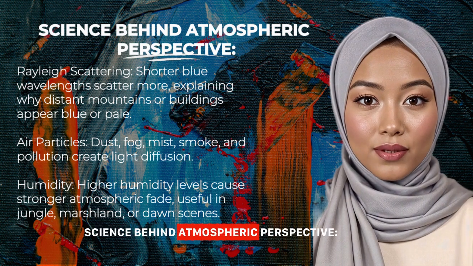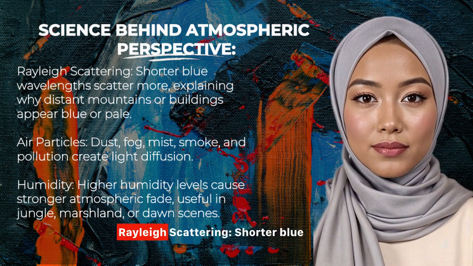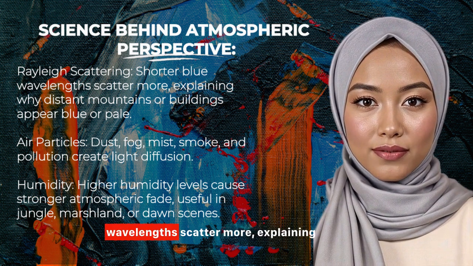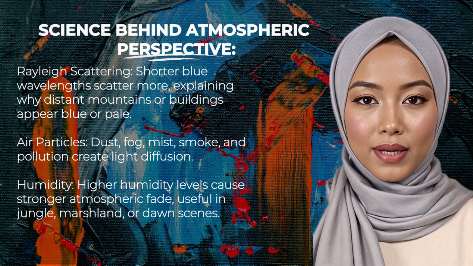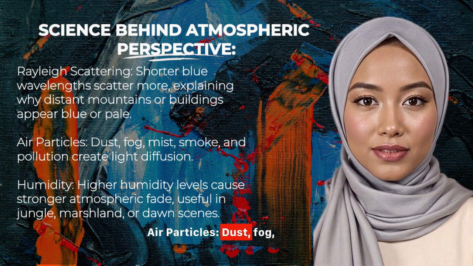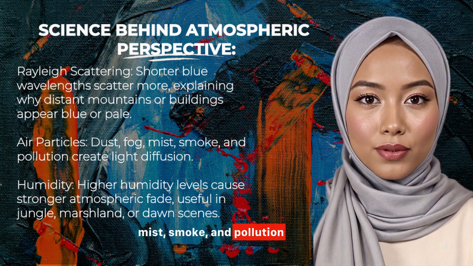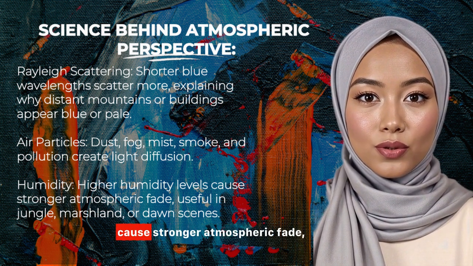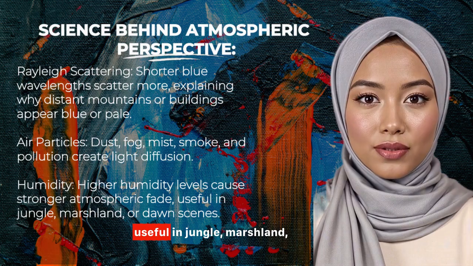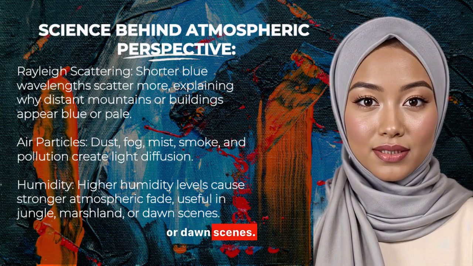Science behind atmospheric perspective. Rayleigh scattering: shorter blue wavelengths scatter more, explaining why distant mountains or buildings appear blue or pale. Air particles: dust, fog, mist, smoke, and pollution create light diffusion. Humidity: higher humidity levels cause stronger atmospheric fade, useful in jungle, marshland, or dawn scenes.